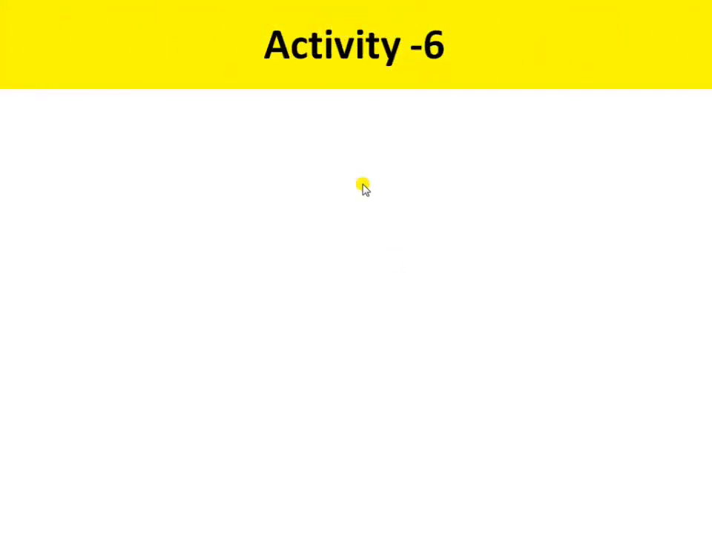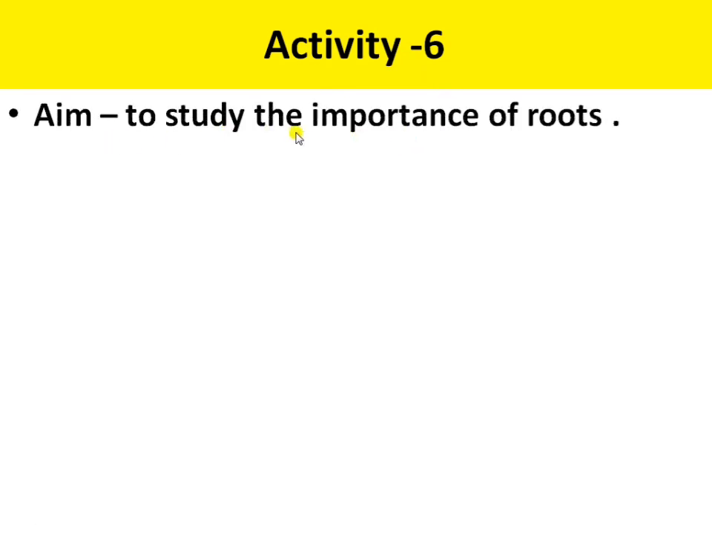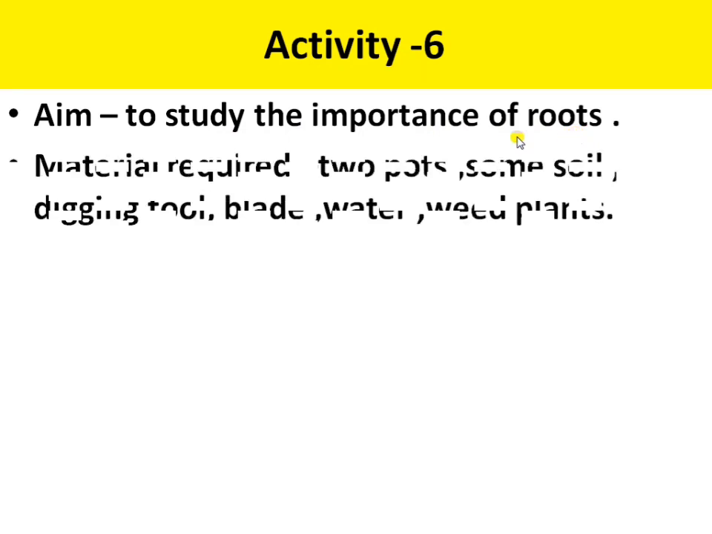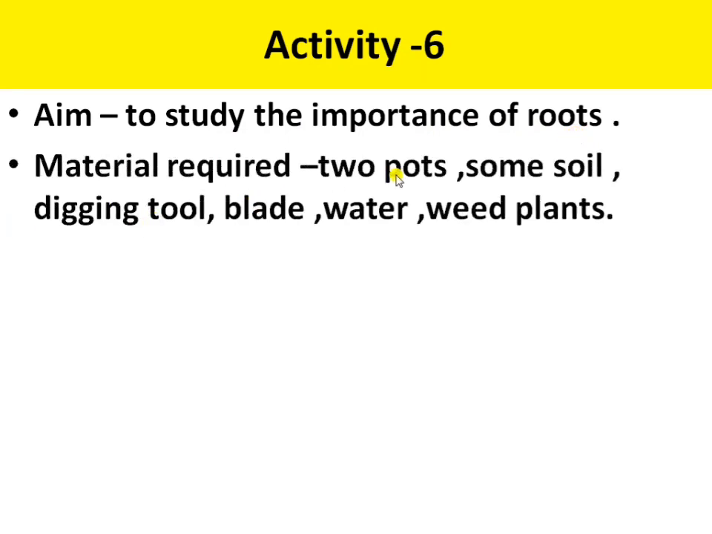Next, moving on, activity number 6, that is to study the importance of roots. The material required to perform this activity is 2 pots, some soil and a digging tool. That digging tool is a khurpi. Blade, water, weed plants. You can take a pair of scissors instead of a blade.